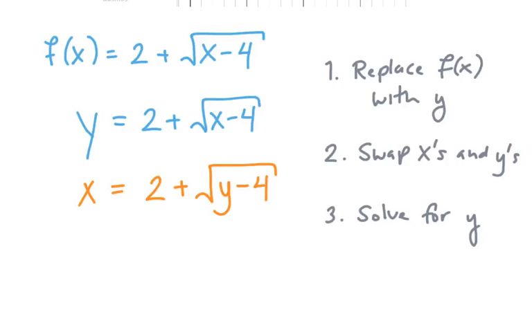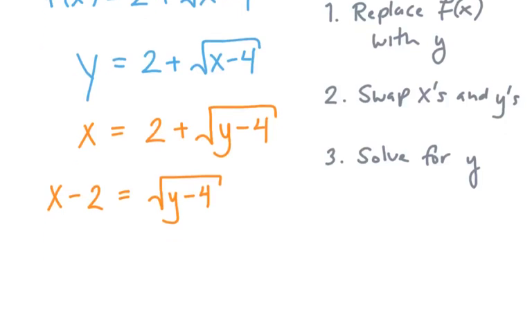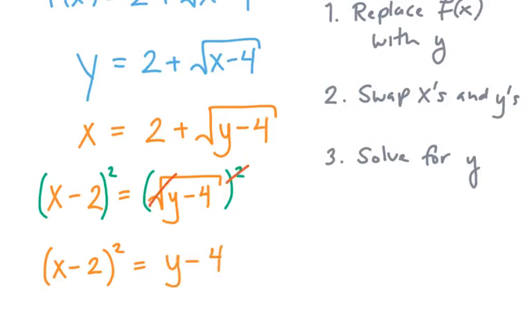So to solve for y, it looks like I could begin by subtracting 2 from both sides. And then we have a square root function. So actually within this inverse process, we're using an inverse. To undo a square root, we need to square both sides. And what's great here is on the left, that just stays as the quantity x minus 2 squared. On the right-hand side of the equation, the square and the square root basically cancel each other out. So we just have y minus 4 remaining.